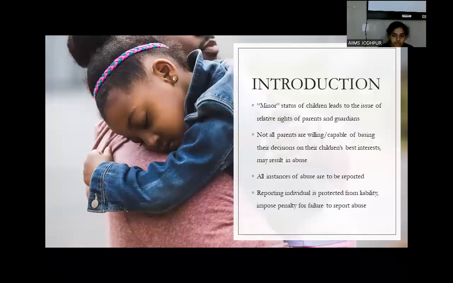Introduction to child abuse. Basically, the minor status of children leads to the issue of the relative rights that the parents or guardians of the children get. Not all parents are willing or capable of basing their decisions on the interests of the child, and this may result in abuse. All instances of abuse are to be reported, the reporting individual is protected from any liability, and there is a penalty for failure to report any case of child abuse.